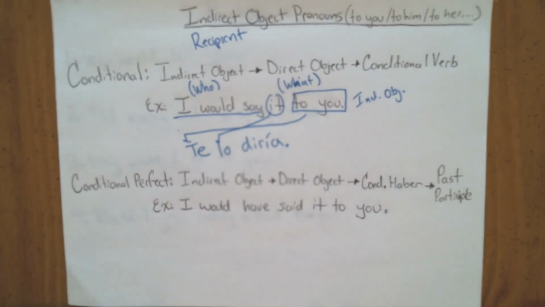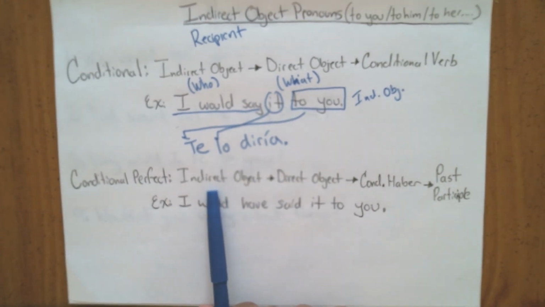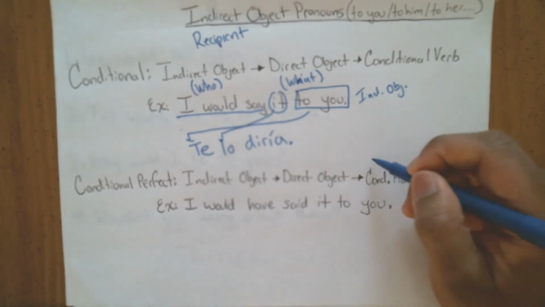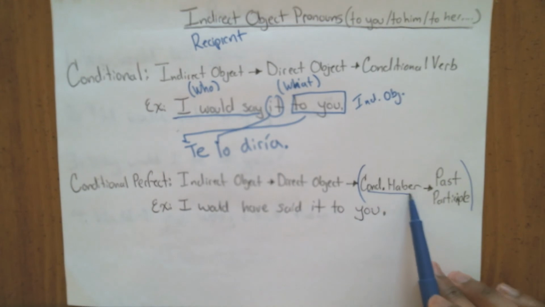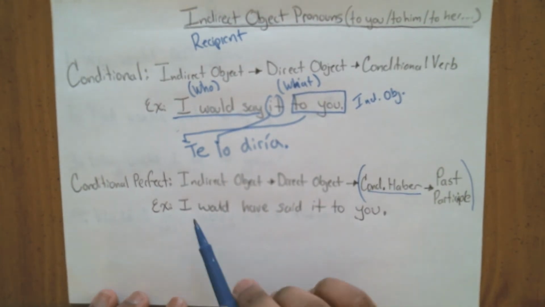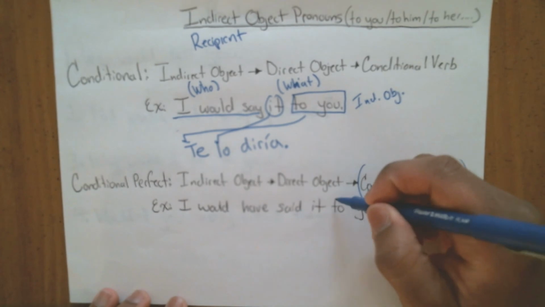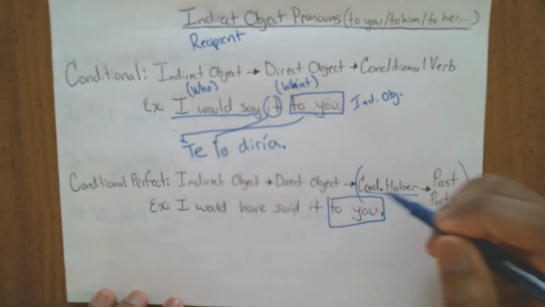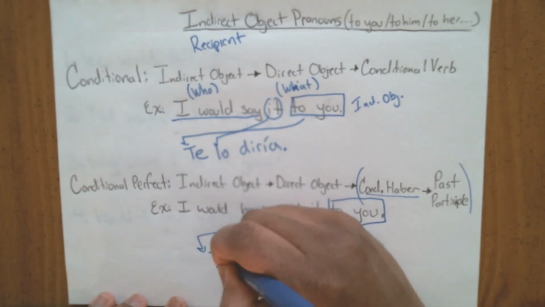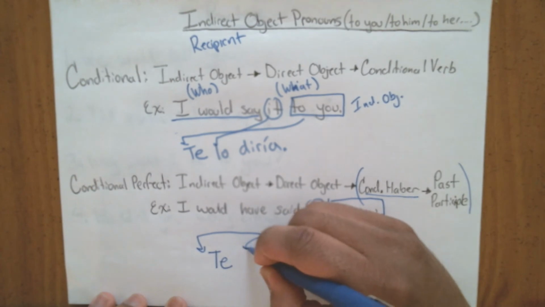Pretty simple. Now, the same is true of a conditional perfect sentence or a "would have" sentence. It goes your recipient, then what they're receiving, then your conditional statement here, which is the conditional form of haber, which is habría, habrías, habría, habríamos, then your past participle, okay? The statement, "I would have said it to you." I'm trying to keep it simple, so I'm using pretty much the same statement. "To you," of course, that's the recipient. That is te. It is lo.